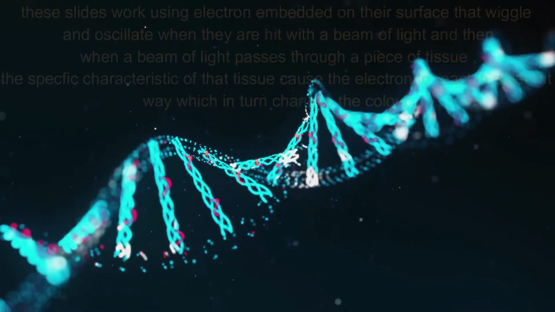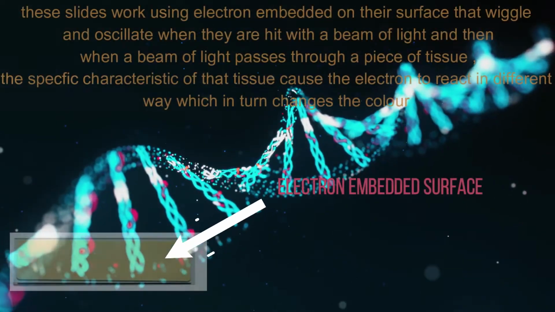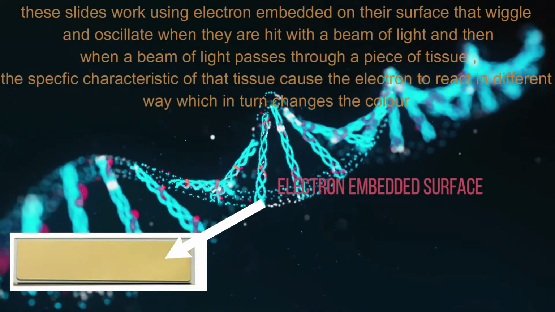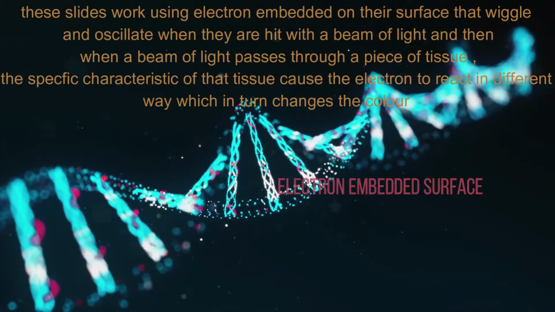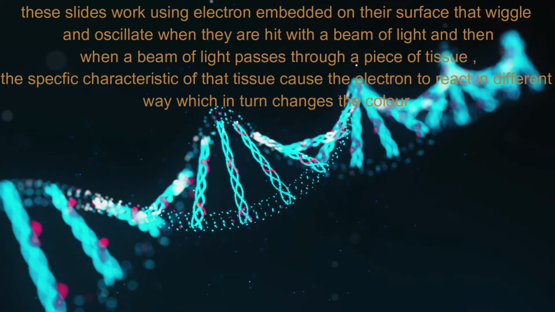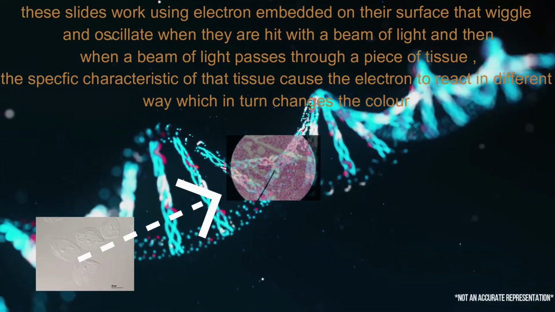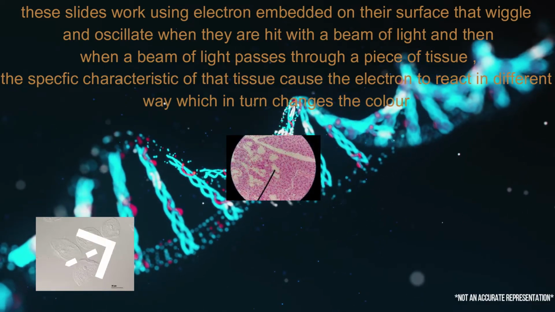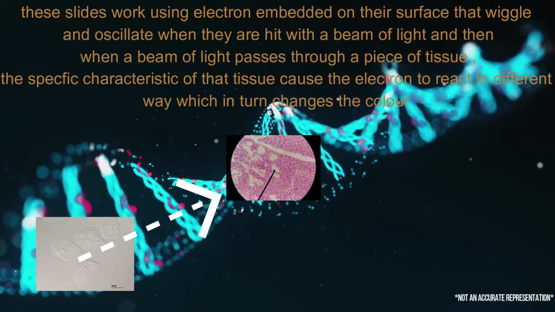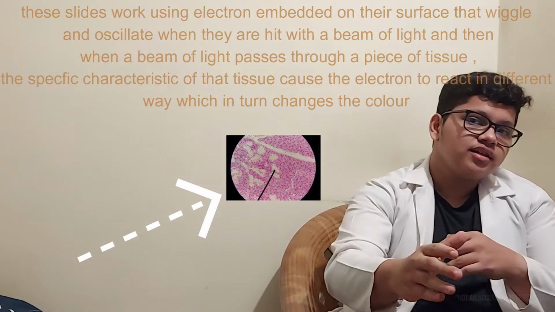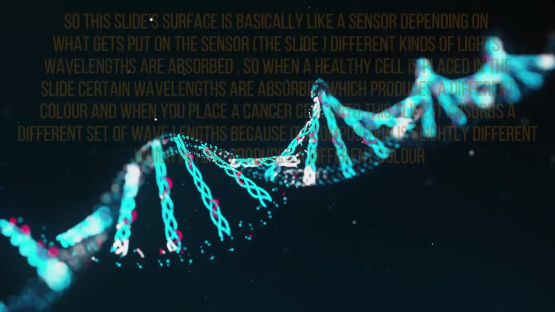Or in simpler terms, these slides work using electrons embedded on their surface that wiggle and oscillate when they are hit with a beam of light. And when a beam of light passes through a piece of tissue, the specific characteristic of the tissue causes the electrons to react in a different way, which in turn changes the color. So this light surface is basically like a sensor.